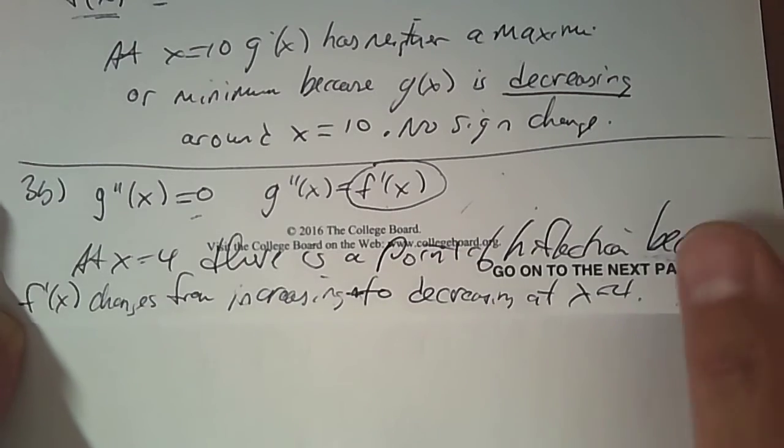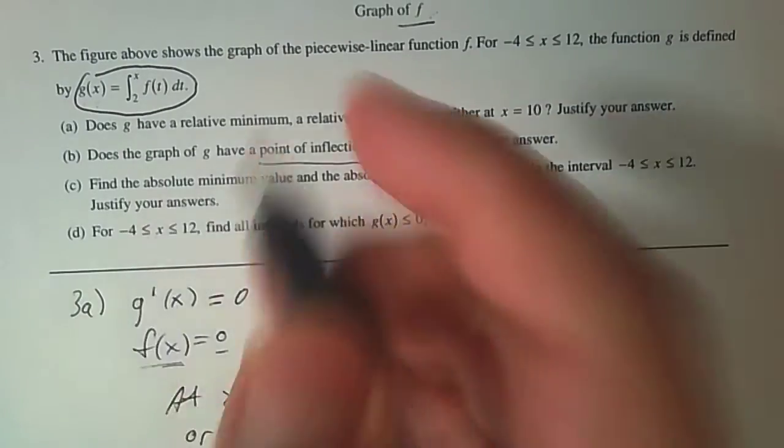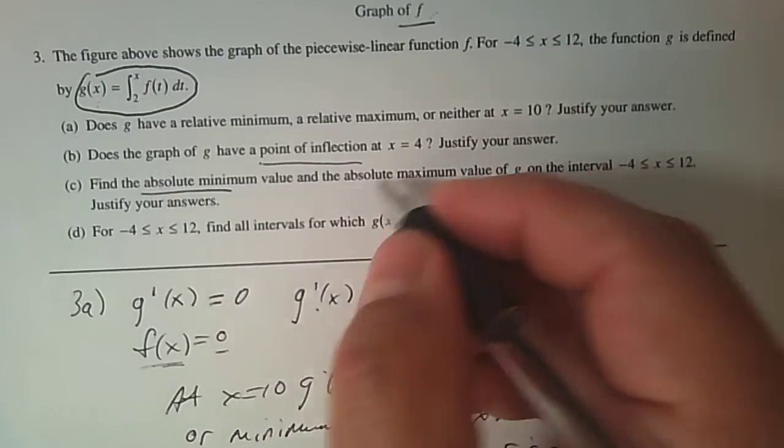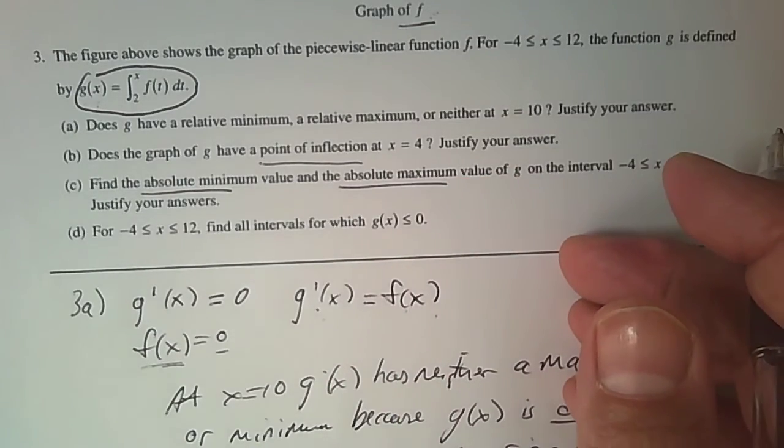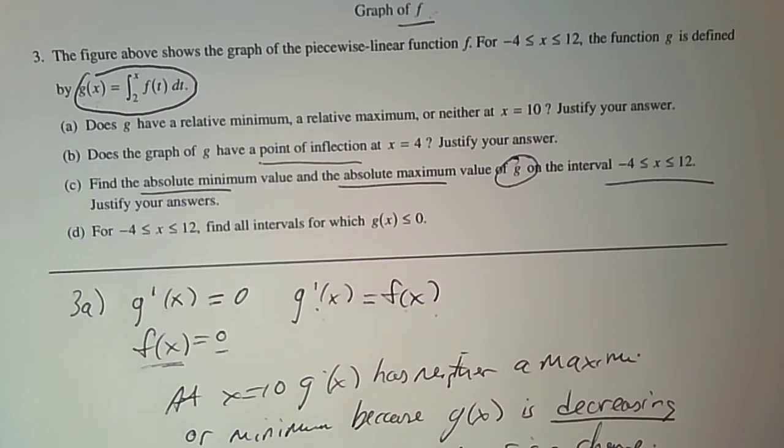3B done. All right, 3C. I'll do this on the back of the page. 3C says find the absolute minimum and the absolute maximum value of G on that interval. So we're looking at G and looking for absolute minimum and absolute maximum on that interval.